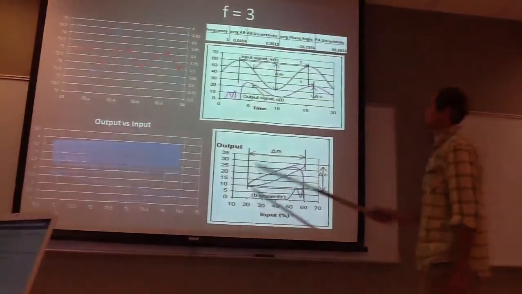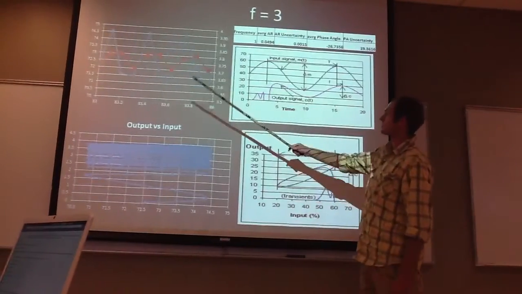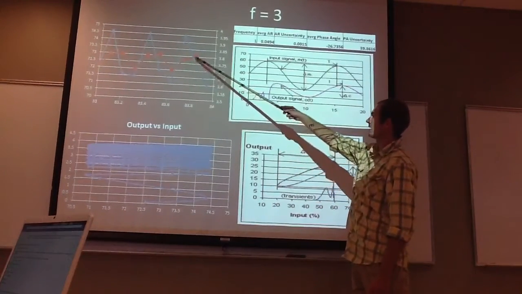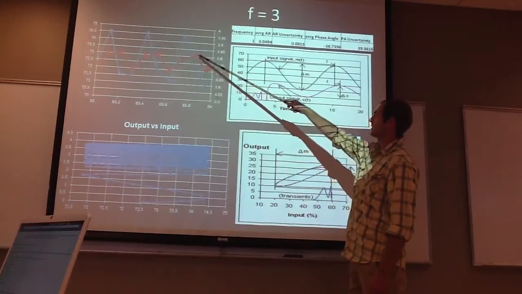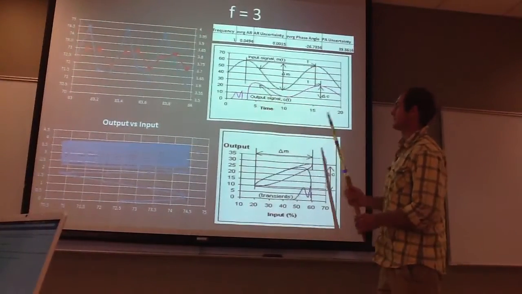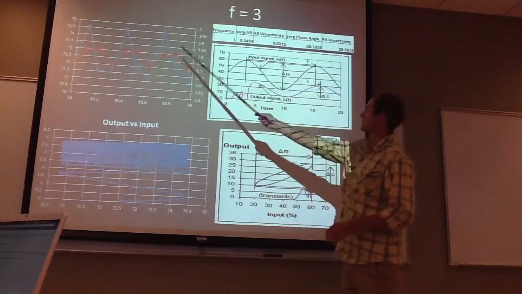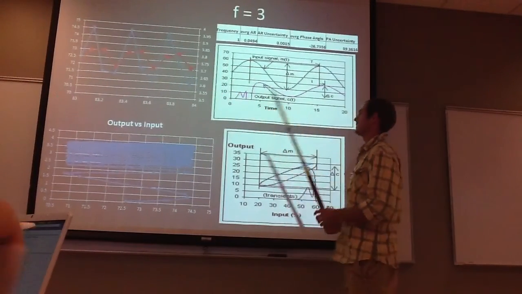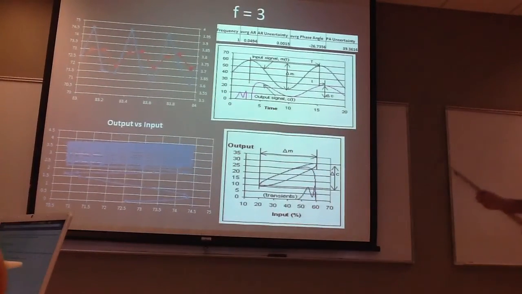Here's a frequency of 3. As you can see, in this graph right here, we had more varying data. It starts to just become a linear line. But you can still represent the peaks here. There's still our peaks.